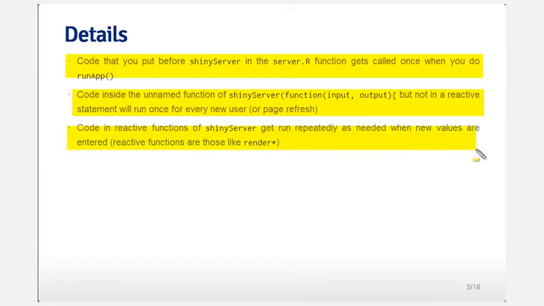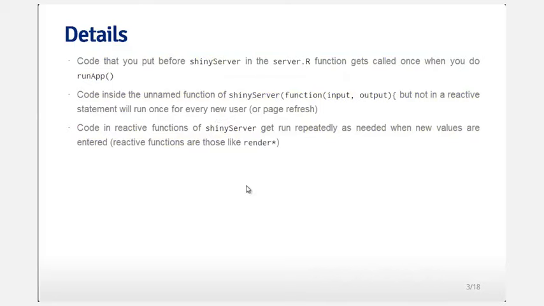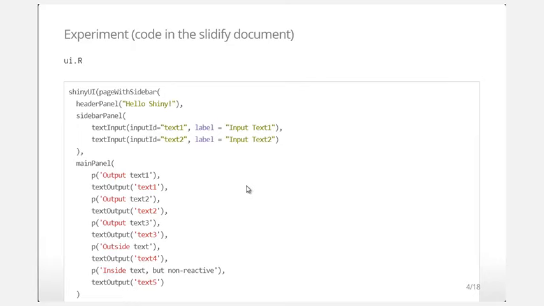And then reactive code is code inside the render statements, for example renderPlot or renderText statements in the shinyServer statement, and those get run repeatedly as needed when new values are entered into the widgets from ui.R. Okay, so let's go through some experimental code. I'll look at the code here, and then I'll call up this app in just a second. All of this code is on the GitHub repository.